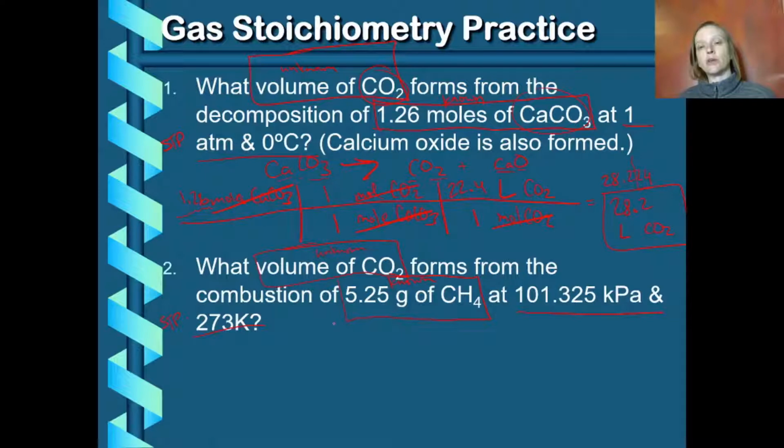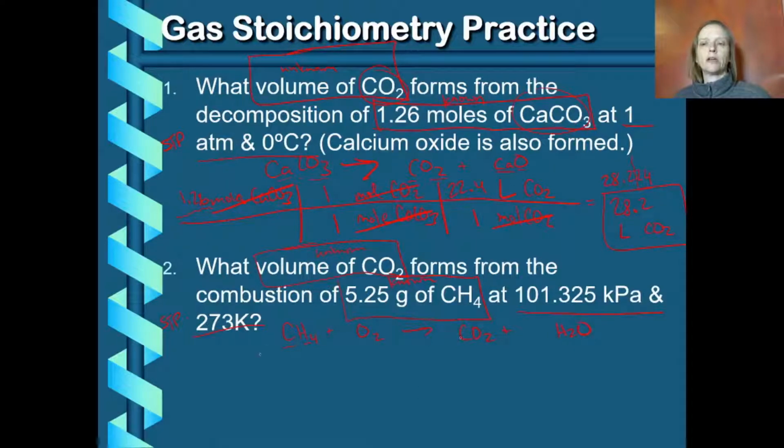We also need a balanced equation here. So we are combusting this methane, or carbon tetrahydride. Start with CH4, and this is combustion of a hydrocarbon. So we're reacting with oxygen to form carbon dioxide plus water.